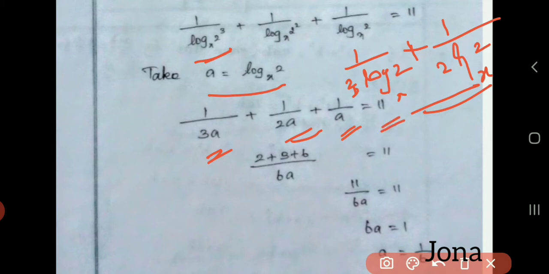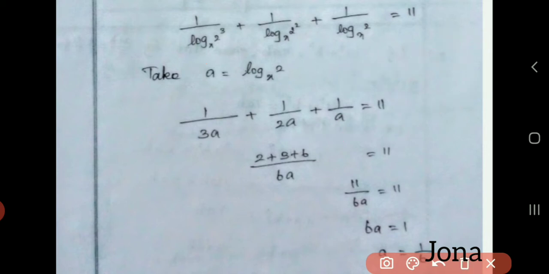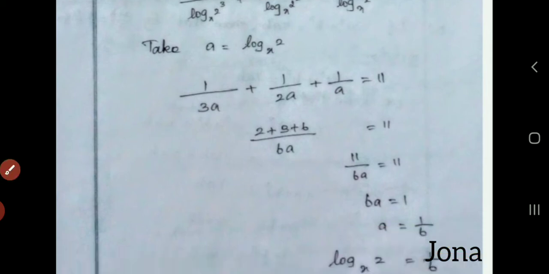That is the given equation. And then I want to simplify this equation, take the LCM and find the value of a here. So what's the value of a now? 1 by 6. But here already we took a as log 2 base x. So we have to substitute log 2 base x equal to 1 by 6.